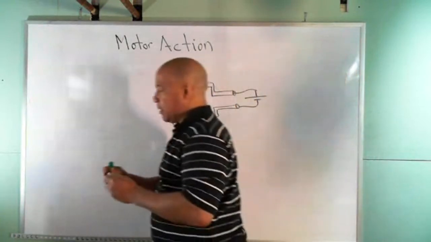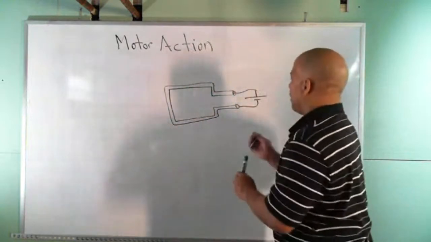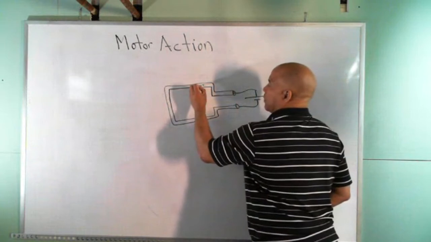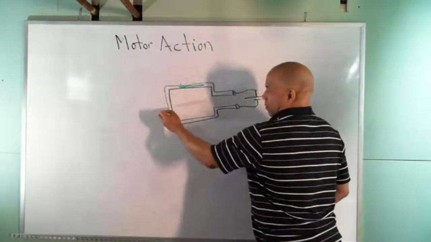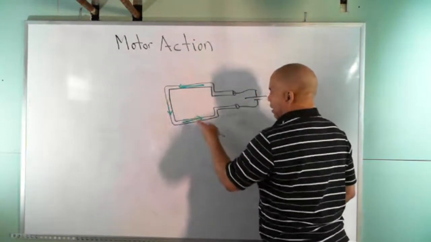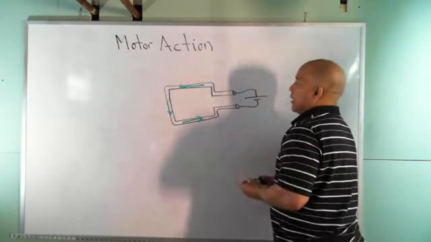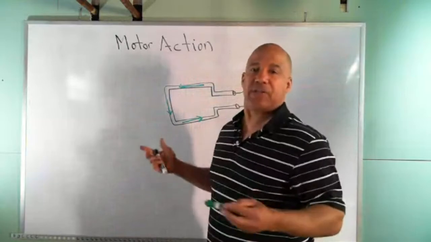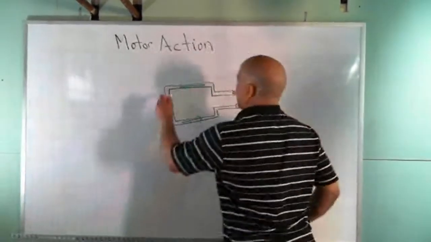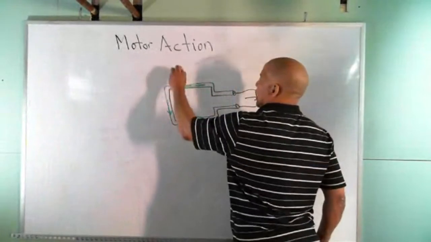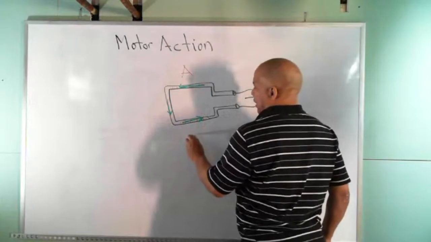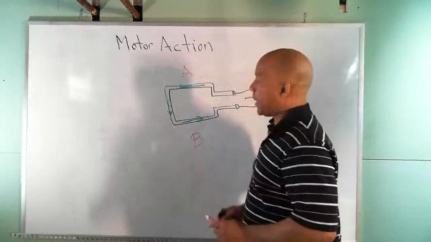And now what's going to happen is the same thing that happened before. Current is going to leave the battery. On the top conductor it is moving this way. Right here it is going to move down. And on the bottom conductor it is going to move this way, back to the battery. Now just so I can reference these conductors, I'm going to call the top conductor A, and the bottom part of this, I'm going to call B. All right?